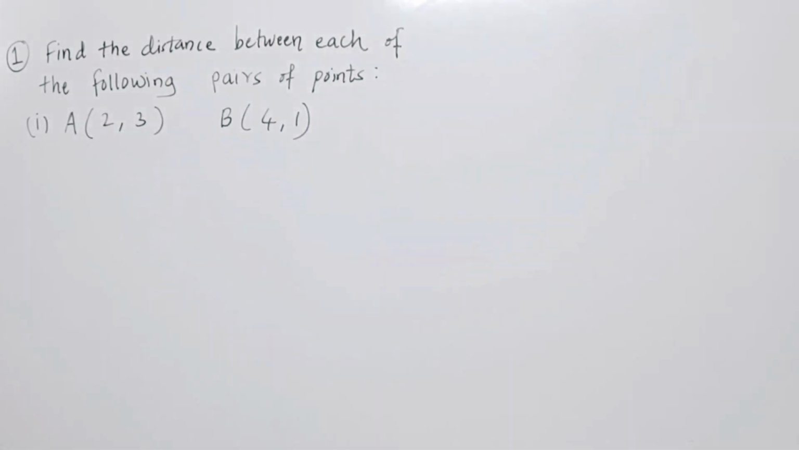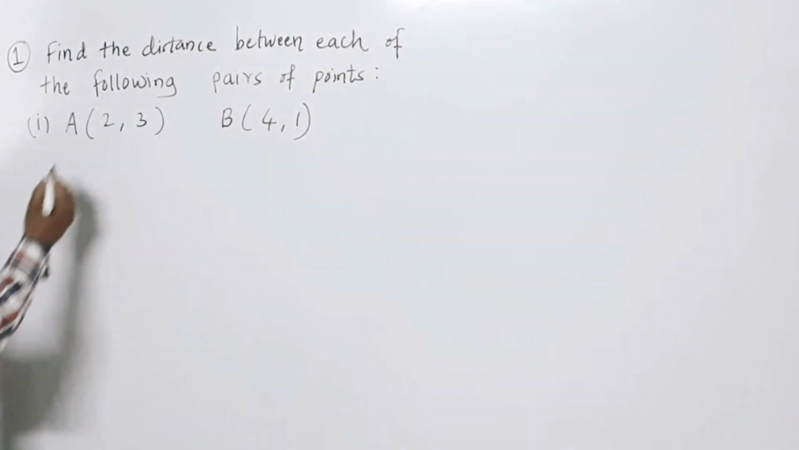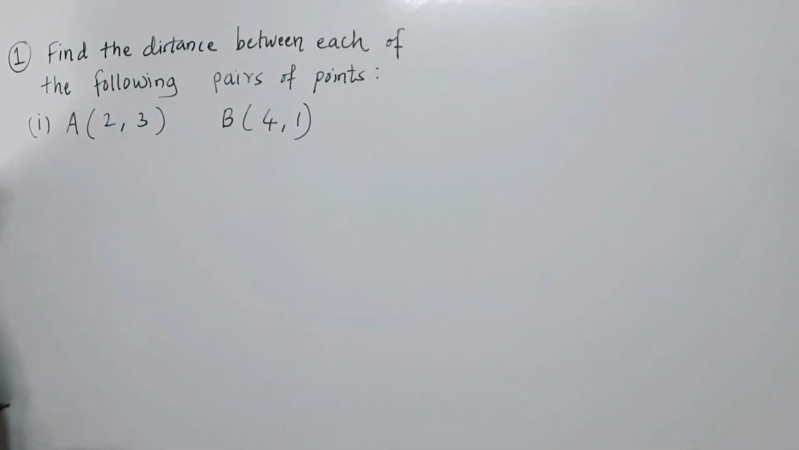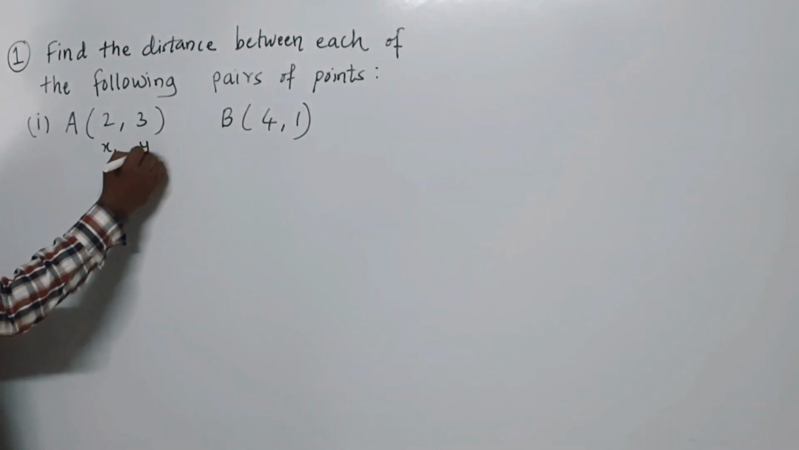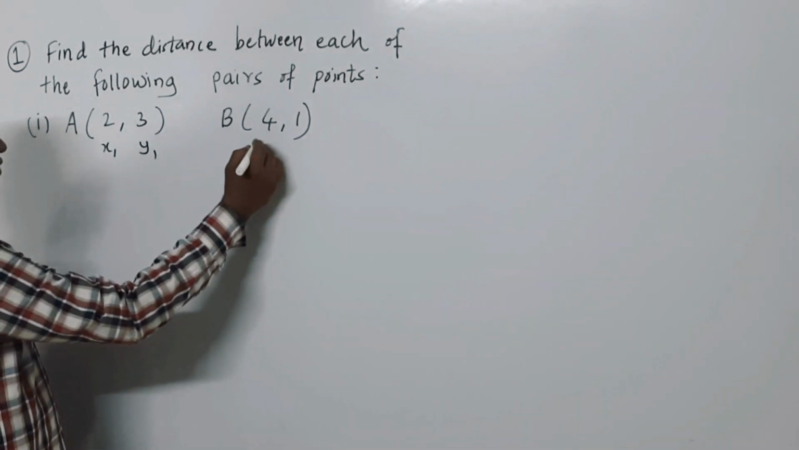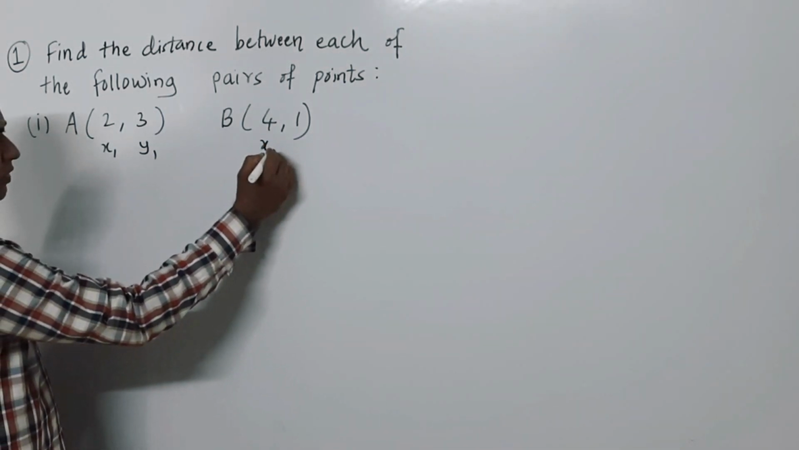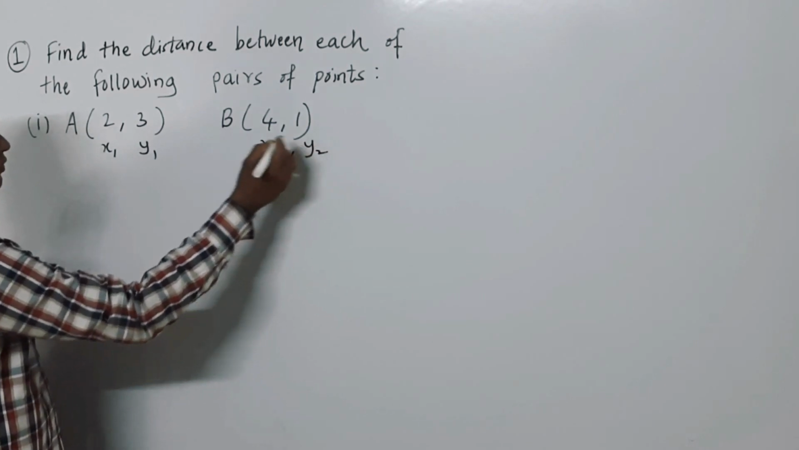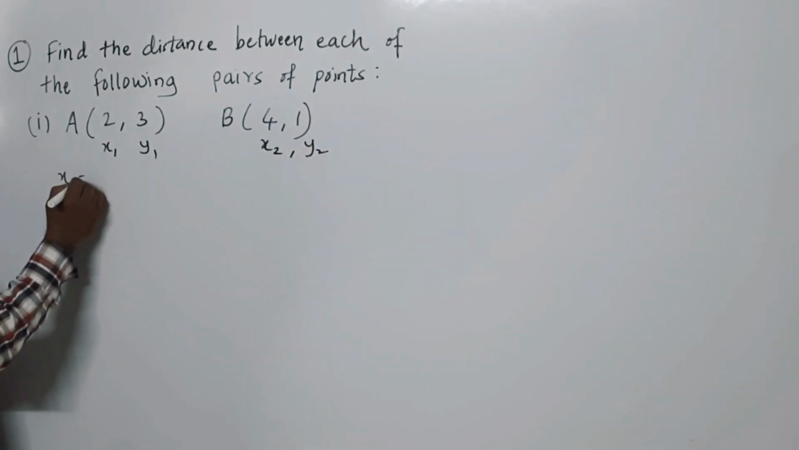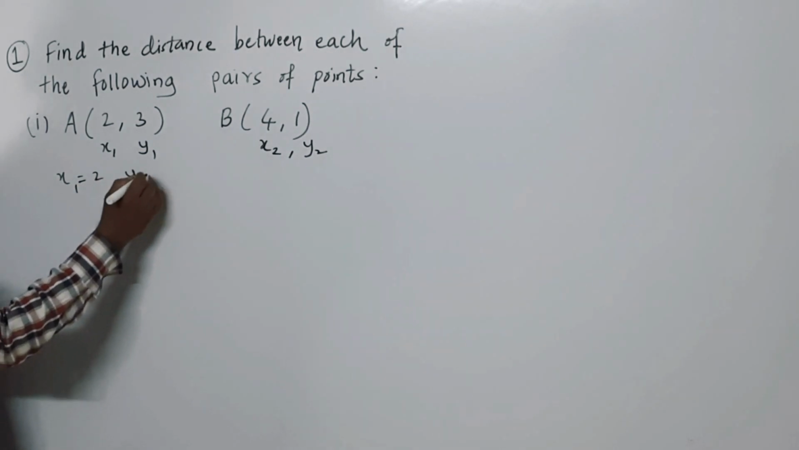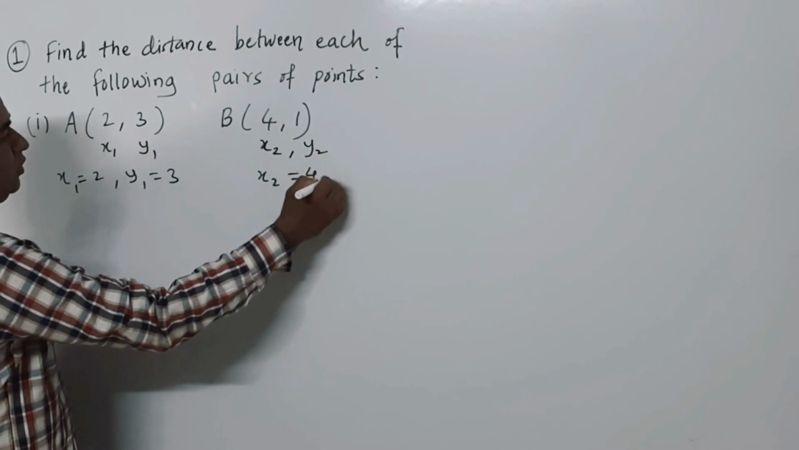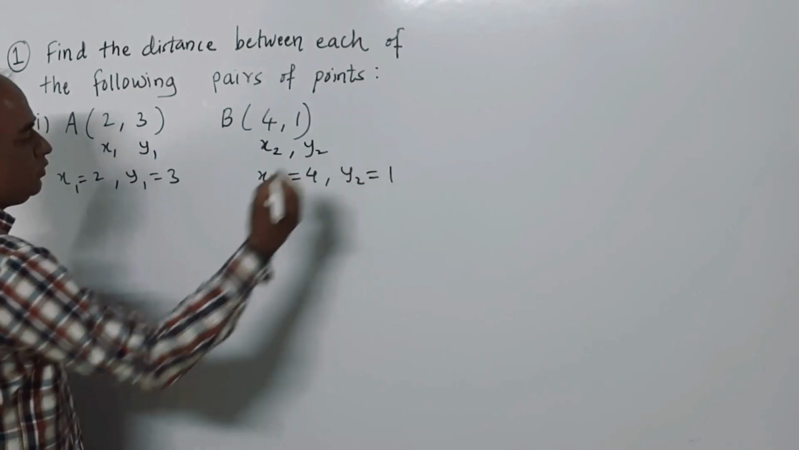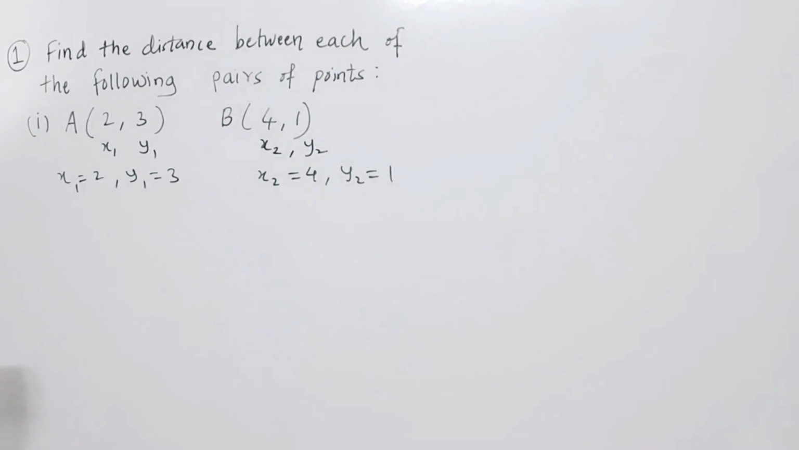Question number 1. Find the distance between each of the following pairs of points. First, A(2, 3) and B(4, 1). So let A(2, 3) be (x1, y1) and B(4, 1) be (x2, y2). Here x1 is equal to 2, y1 is equal to 3, x2 is equal to 4 and y2 is equal to 1. Now we have to find the distance AB.